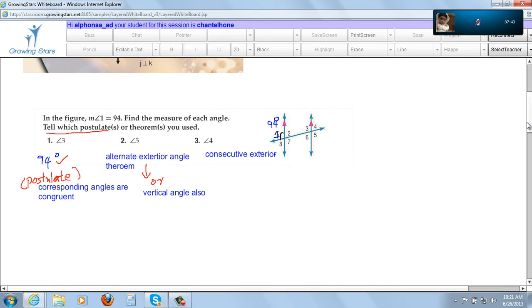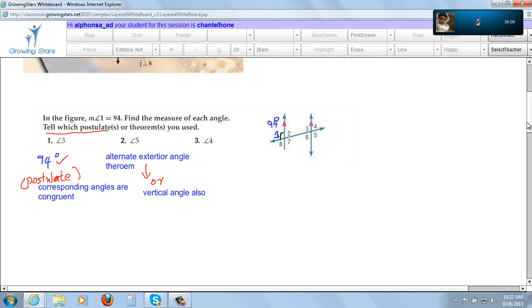Because see, there are many ways you can see. You know that angle 5 is 94, correct? So what will be angle 4? Angle 4 must be 94 also. And see once again, angle 5 is 94. So what will be angle 4?